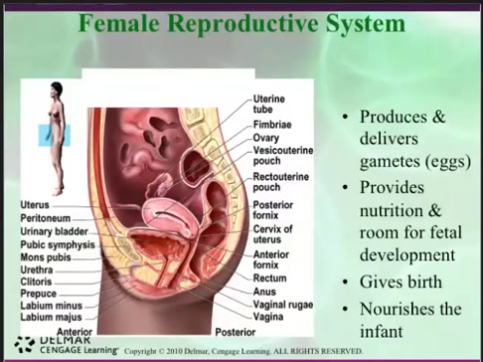Now, if we look here at the female reproductive system, what we see is a system that's set up generally to house another human being as it develops for 9 months inside the womb. This system produces and delivers gametes. Now, the female gamete is the egg, the male gamete, of course, is the sperm. It also provides nutrition and room for fetal development. It gives birth and it nourishes the infant.